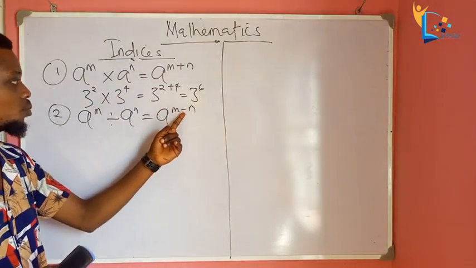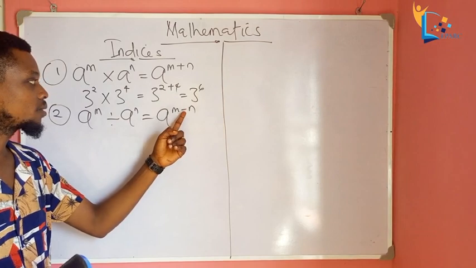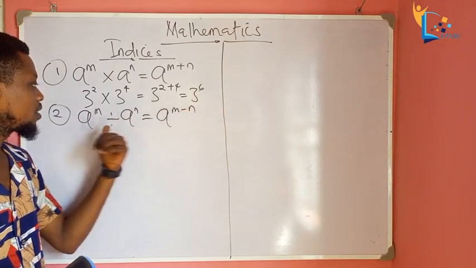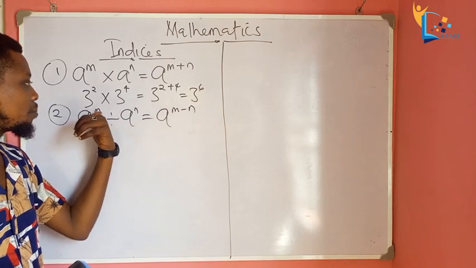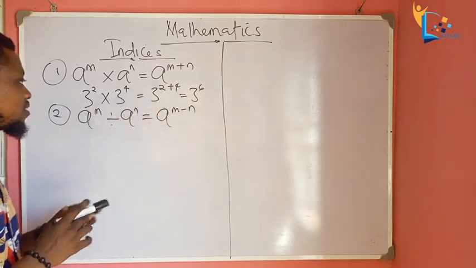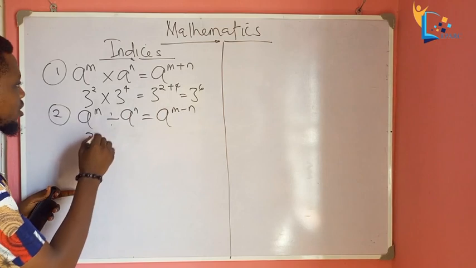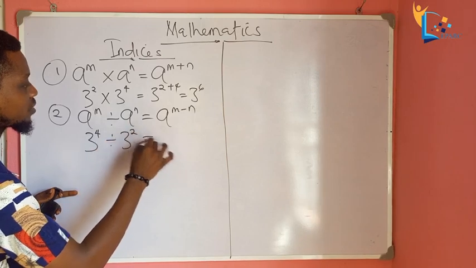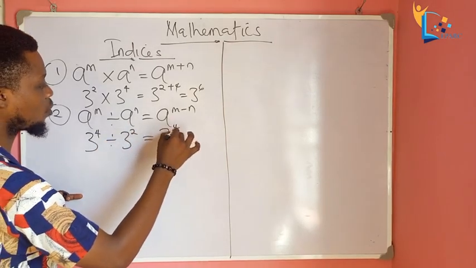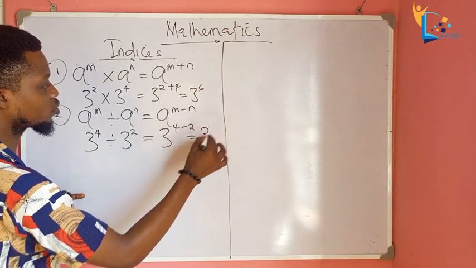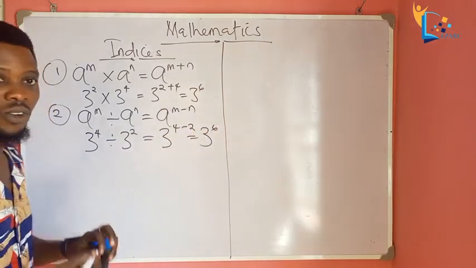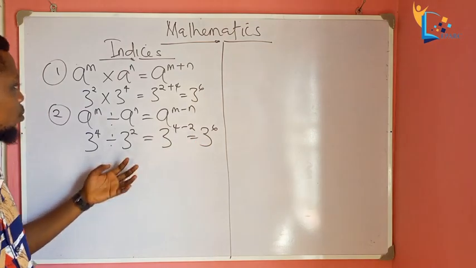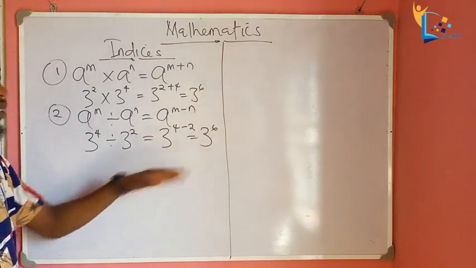So here, you just minus the powers. You bring one of the bases, then minus the powers. An example of that will be 3 raised to power 4 divided by 3 raised to power 2, for instance. So we'll have 3 raised to power 4 minus 2, which is equal to 3 raised to power 6, okay? So this is a typical example of what the second law is all about.